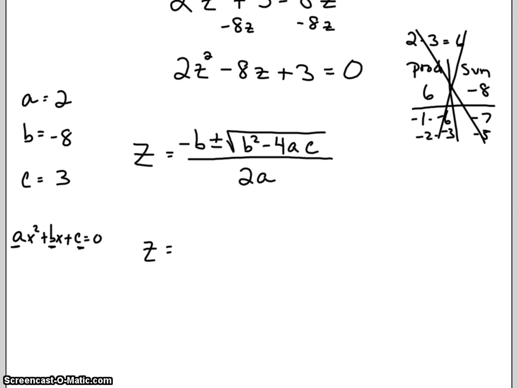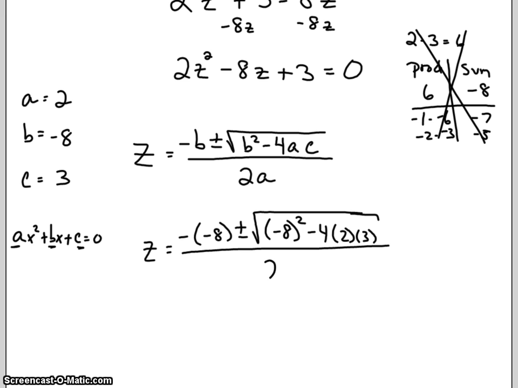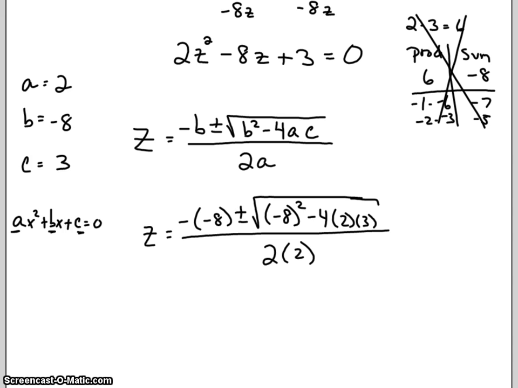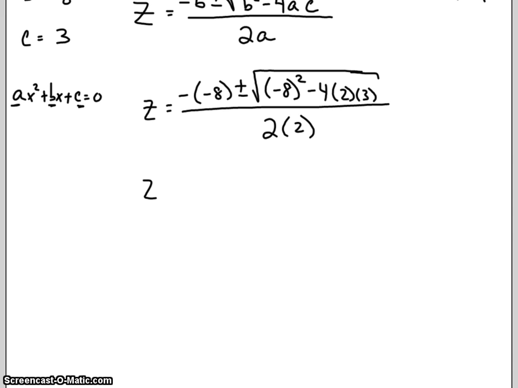So now we're going to write negative b. Now b is negative 8, so it's going to be negative of negative 8, and then plus or minus the square root of b squared. So we're going to put that negative 8 in parentheses. So we're going to square negative 8. It's going to make a positive. Minus 4ac, so times 2 times 3, all under that radical symbol, all over 2a, so 2 times 2. So we've substituted those values into the quadratic formula.